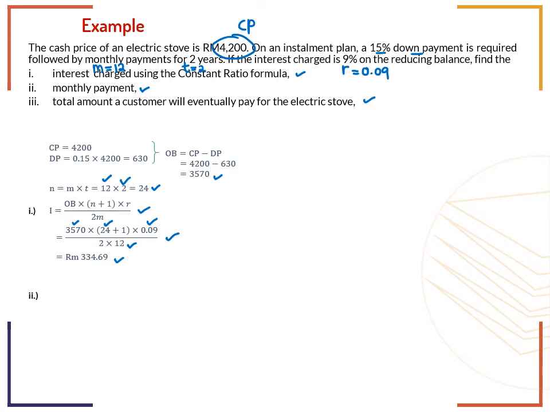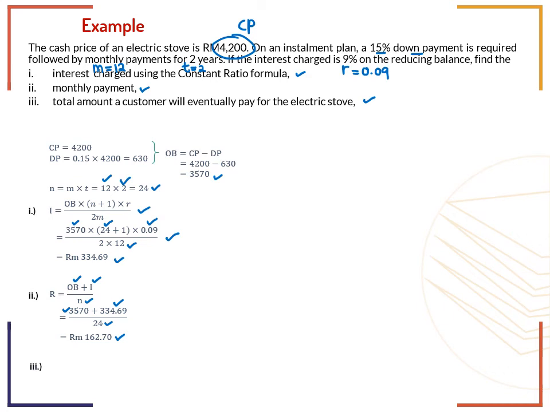Next, to find the monthly payment, apply the following formula: original balance plus interest divided by n, where original balance is 3,570 ringgit, interest is 334 ringgit 69 cent, and n is 24. Therefore, the monthly payment is 162 ringgit 70 cent.